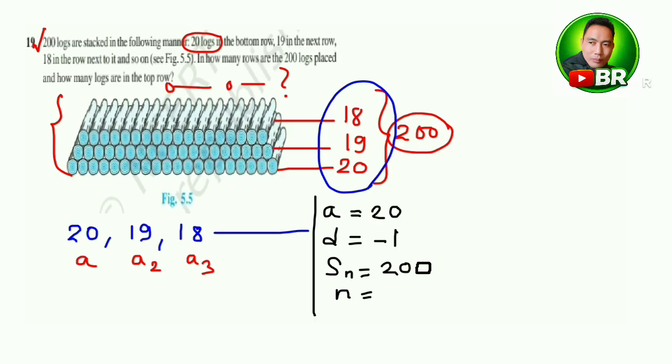Number of terms. Besides this, we need to find the total number of logs in the topmost row. It means we need to find the last term, that is an. Okay, now firstly let's proceed to the next page.